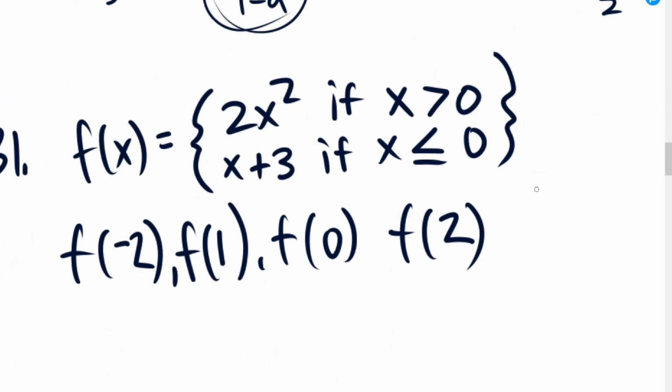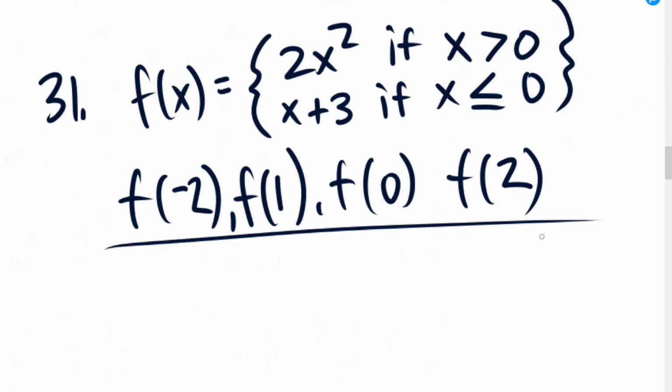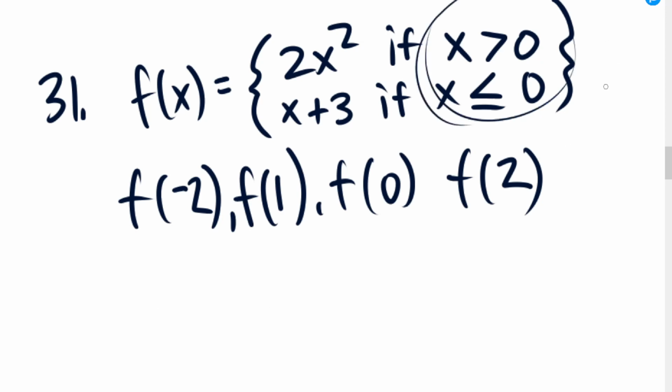Yeah. This one is a piecewise function. We want to find out what the value of the equation is when our x value is equal to negative 2, positive 1, 0, and positive 2. But we've got a little bit of a puzzle here. It's sort of like paint by numbers. So first let's look at negative 2. 2x squared, if x is greater than 0. Is negative 2 greater than 0? No, so we are not going to be using this one.